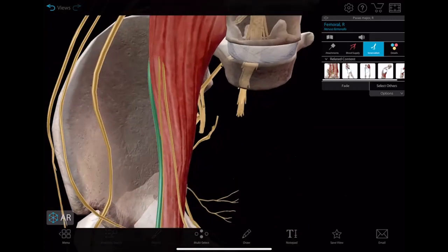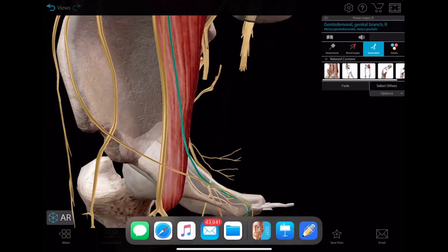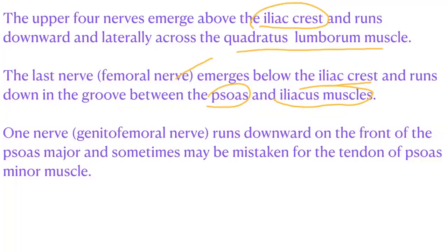Whereas this is the genitofemoral nerve. The genitofemoral nerve is emerging in front of the psoas major muscle. That is about psoas major muscle.